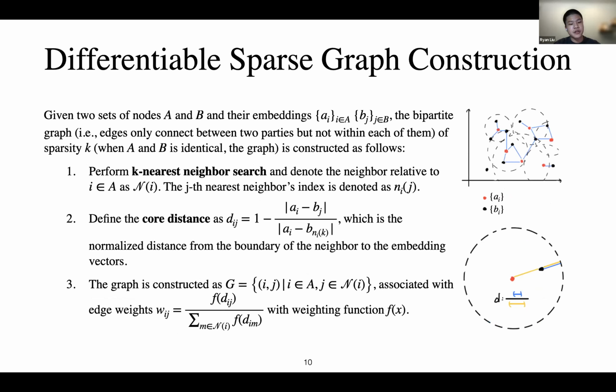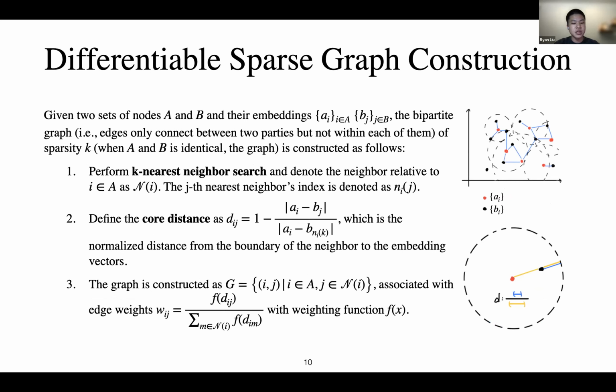The construction goes as follows. Given two sets of nodes and their embeddings, we construct the bipartite graph of sparsity k. Here, bipartite means that the edges only connect between the two parties, but not within them. And the sparsity of k means that on average, there are k edges attached to a node of A.